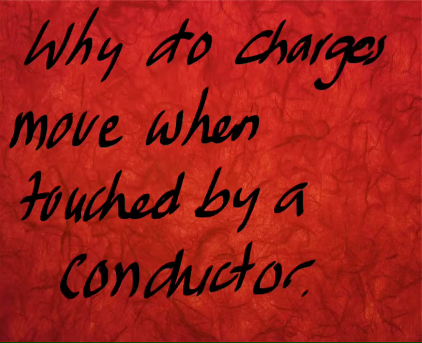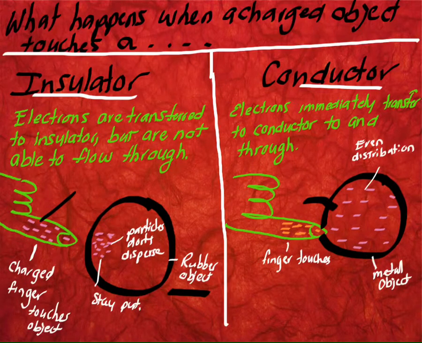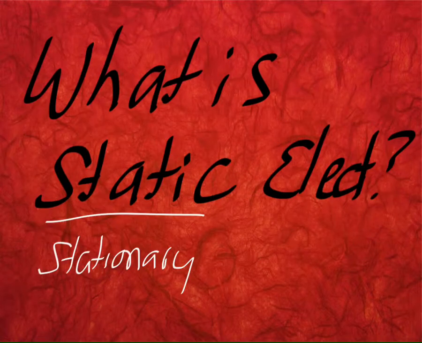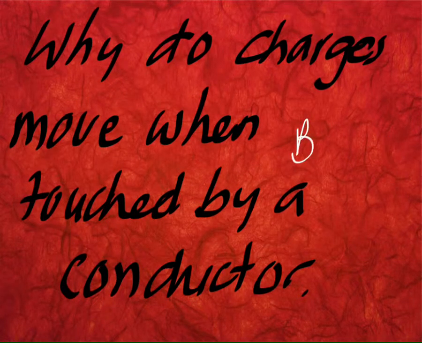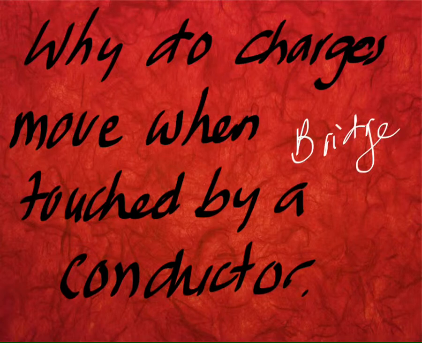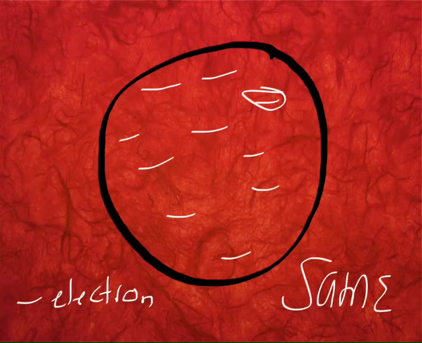So then the next question is, why do charges move when touched by a conductor? Well, if you go back to my finger, you have a buildup of charges. And they don't want to sit on your finger like that forever. When you touch a conductor, the conductor kind of acts like a bridge, okay? It's a bridge for all those electrons to be able to flow and evenly distribute, because that's exactly what they want to do. They want to flow and distribute evenly.